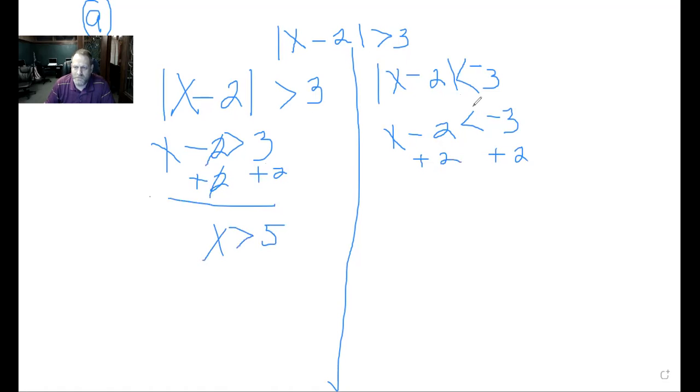All right. And cancel, cancel. X is less than -1. All right, guys. So how do we sort this problem out from here? We can say x is greater than 5 and x is less than -1. All right, guys. So let's do it the other way here.